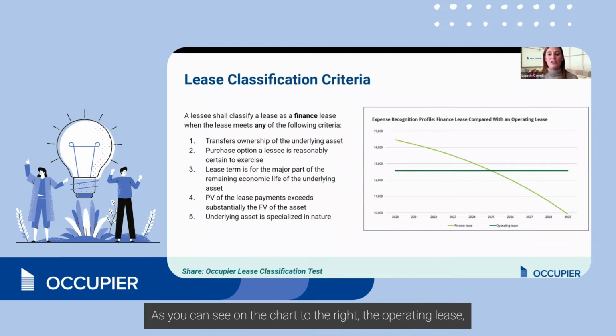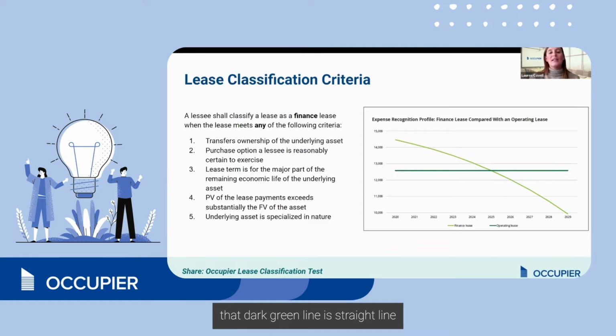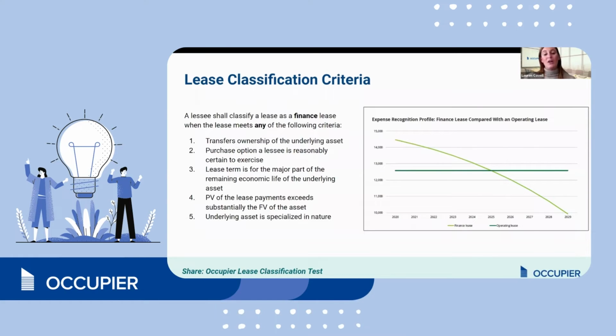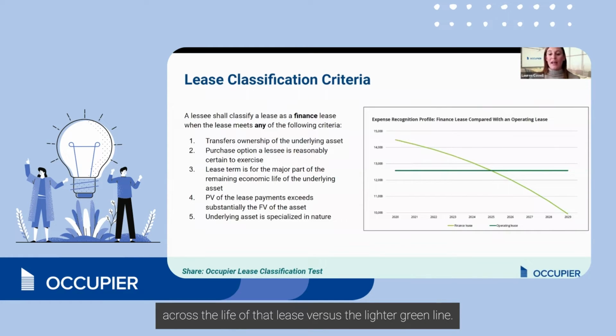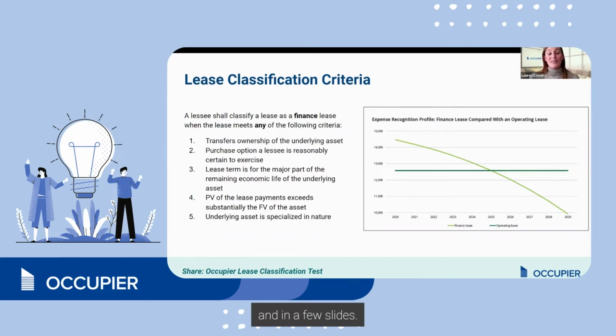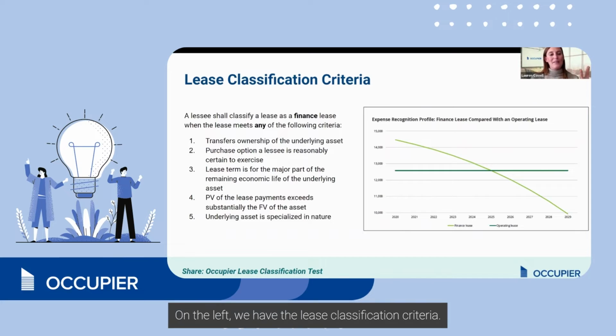As you can see on the chart to the right, the operating lease, that dark green line, is straight line across the life of that lease, versus the lighter green line, the finance lease, is a more front-loaded expense recognition pattern. In a few slides, I'll get to how that happens. On the left, we have the lease classification criteria.